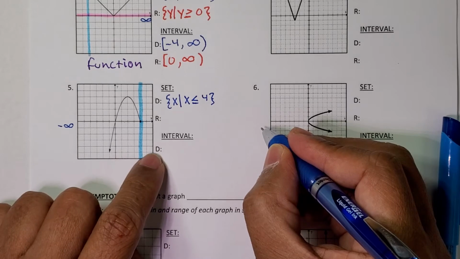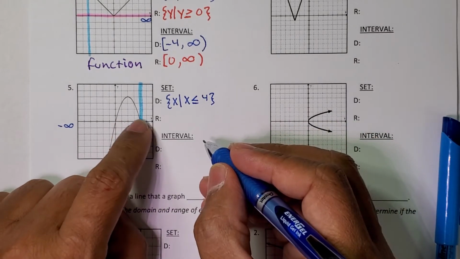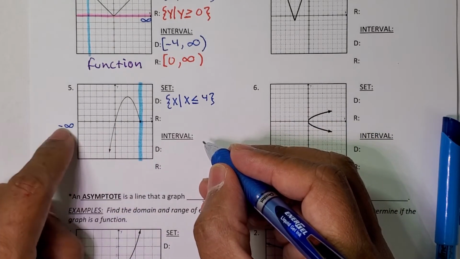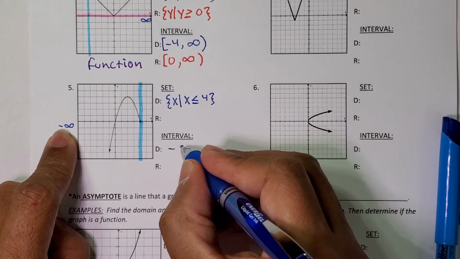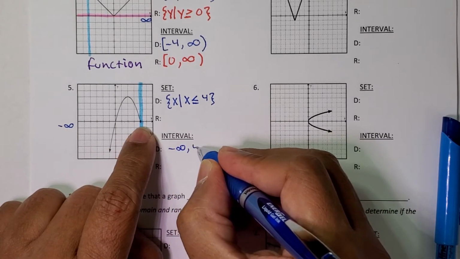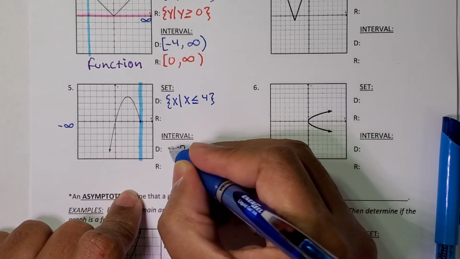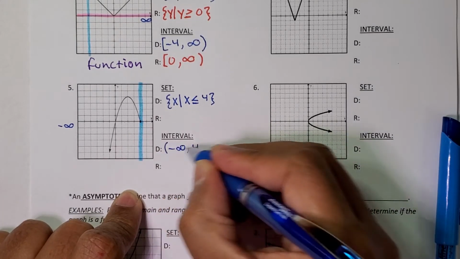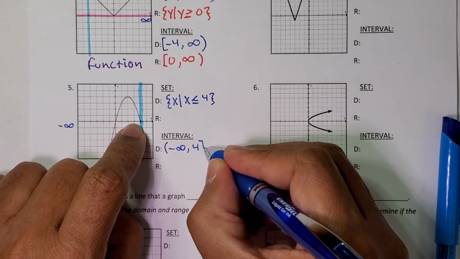Now, in interval notation, you would look again at the left. On the left, this is going to negative infinity, and on the right, this is going to get to 4. But whenever you have infinity, you will always have parentheses. And this is a closed circle, so this one gets a bracket.